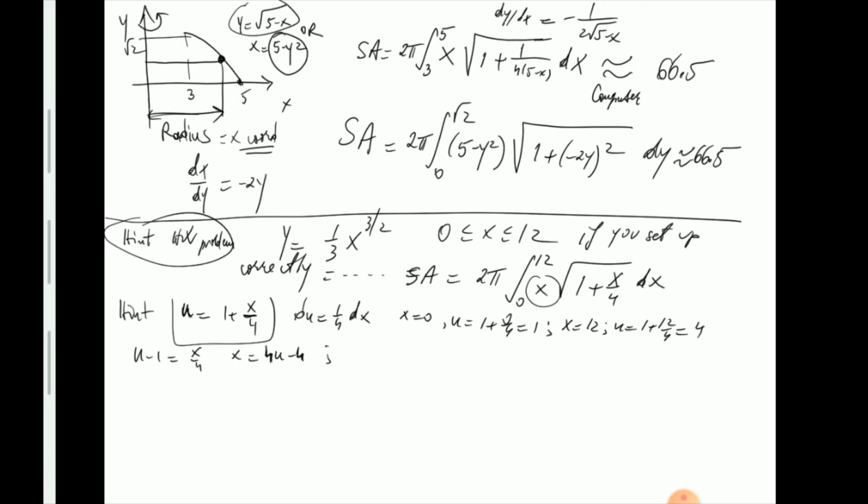So the new integral becomes 2 pi, the integral from 1 to 4 now. X is going to be 4u minus 4. And then the radical becomes obviously square root of u. And then dx is 1 over 4 du. In fact, I should have kept this 4 on the outside. So you can pull out 2 pi, you can pull out 4 out of these, and then 1 over 4 from here.